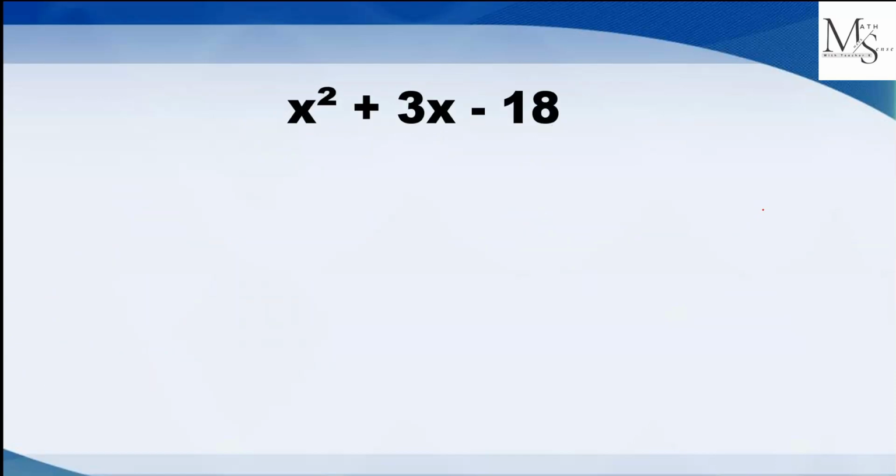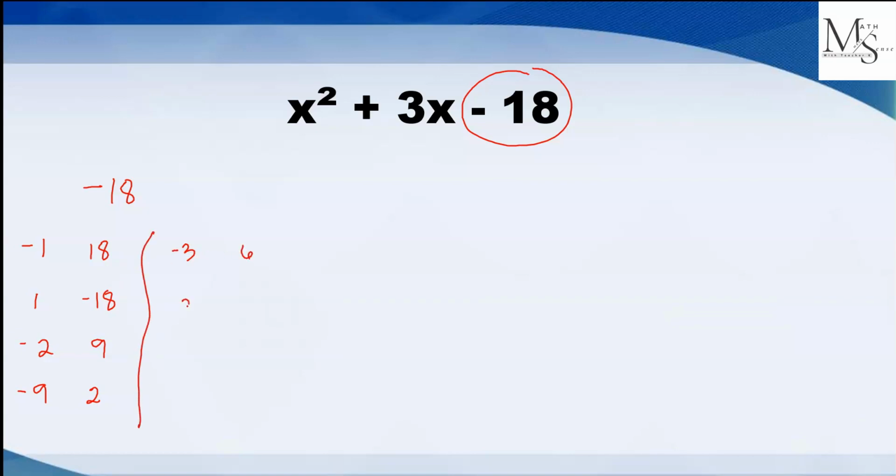Let's have another example. This time, we'll have the constant c, negative 18. The factors of negative 18 can be negative 1 times positive 18, or positive 1 times negative 18, negative 2 times positive 9, or negative 9 times positive 2. And then we have negative 3 times positive 6, or positive 3 times negative 6. Those are the factors of negative 18. Now, let's see which factors would give us a sum of positive 3.